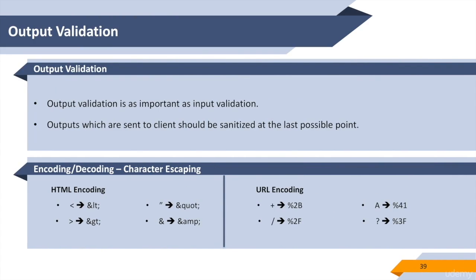Output validation is as important as input validation. Outputs which are sent to the client should be sanitized just before they're sent by the server. Even if we validate inputs, we should validate outputs as well. The output prepared to be sent to the client on the server side may have turned into a harmful value. Encoding, also known as character escaping, is an effective approach for both input and output validation. If you encode the special characters, they're not going to be interpreted and just printed out.